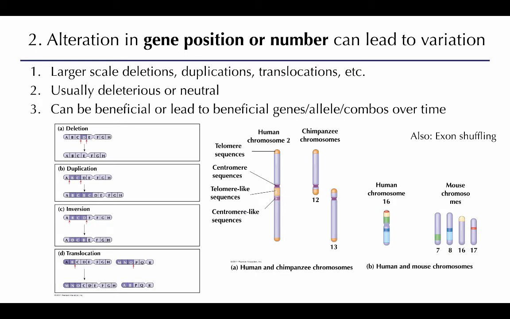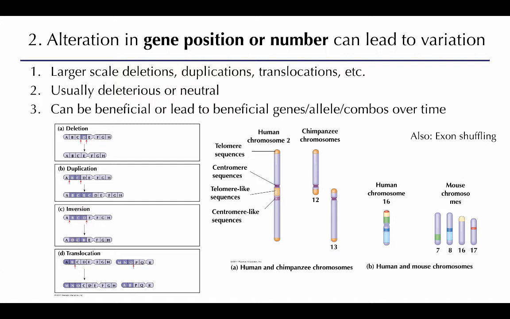We can also look at alteration in gene position or number. These are a little bit larger scale. So you'll see that there's a number of things that can happen to the chromosomes, but this is not like gene or DNA. This is a big chunk of the chromosome that gets deleted, or a chunk that gets duplicated, or inverted, meaning that the order of the bases ends up flipping.